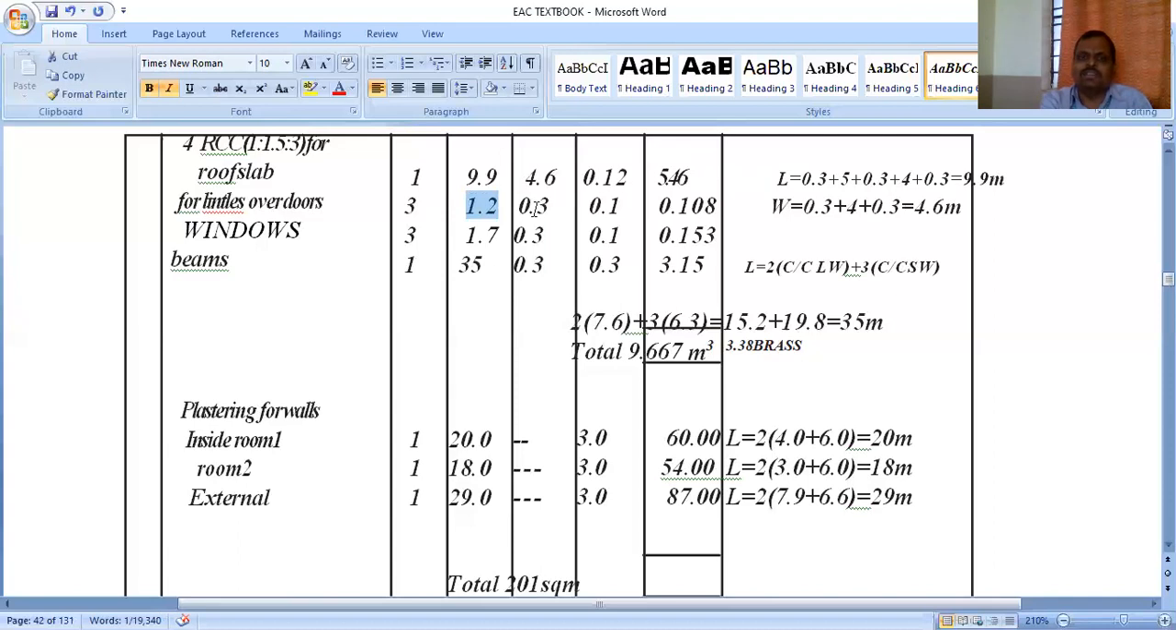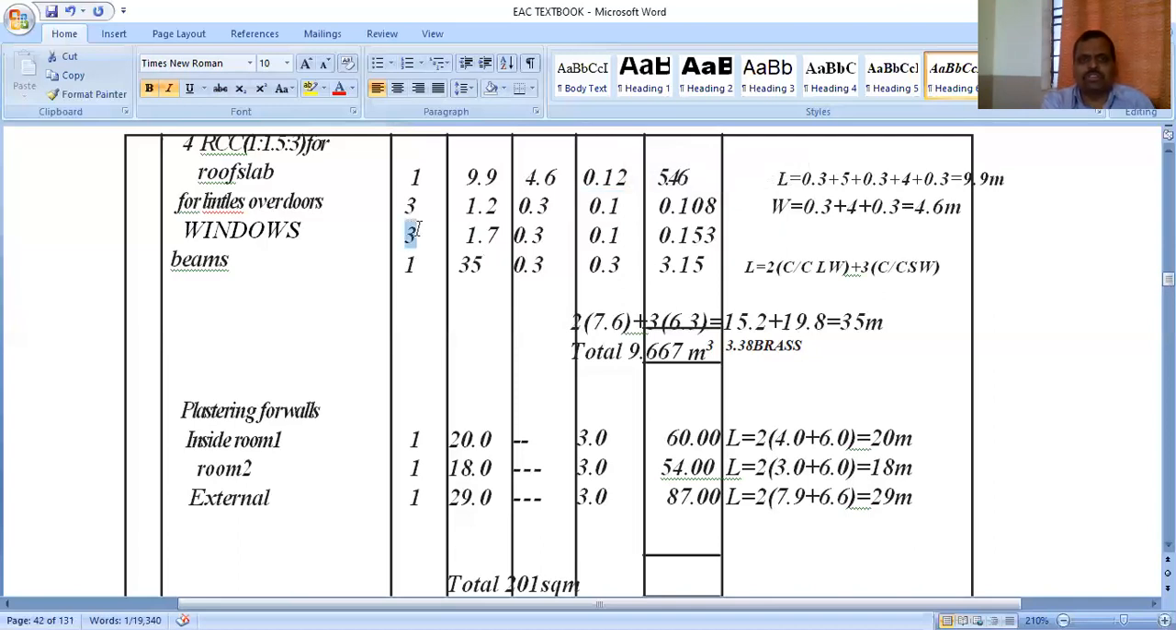In the same way, the width of the lintel will be 0.3 meter and the thickness or the depth of the lintel is 0.1 meter. So just multiply it to get the total quantity of the lintel over the door. So it will be 3 into 1.2 into 0.3 into 0.1. It is 0.108.